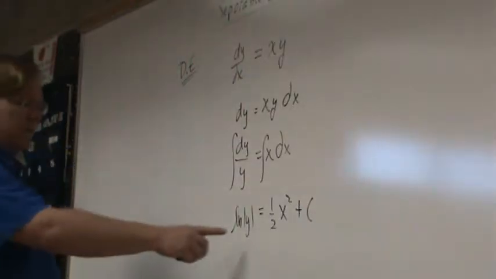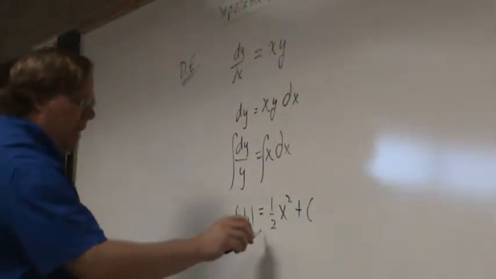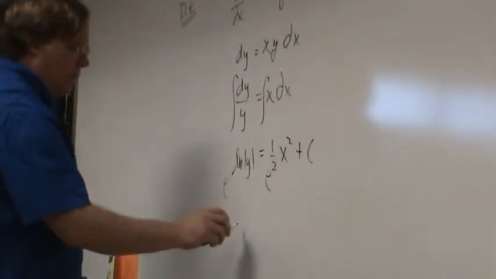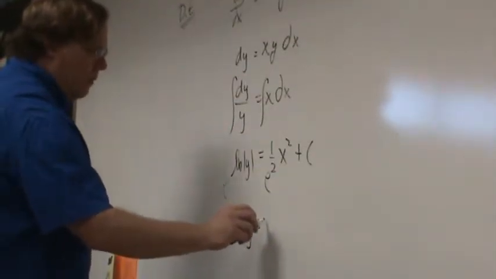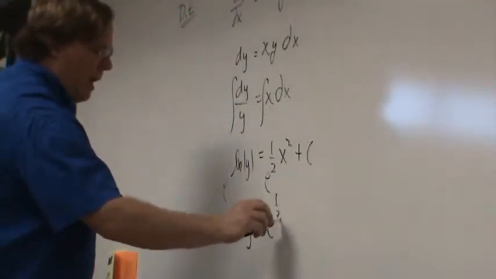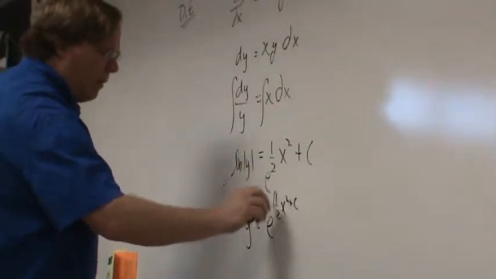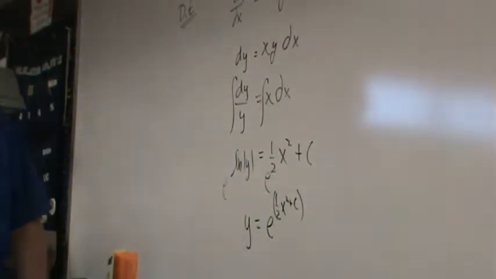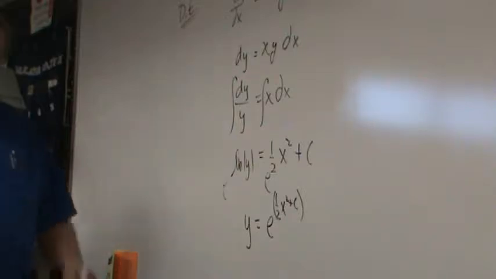And so now I could solve for y. I'll take e to the power of both sides of the equation, and I end up with y equals e to the power of 1/2 x squared plus c. And if I wanted to solve for c, I could do so if they gave me an initial condition. Okay? This is an example of a separable differential equation.